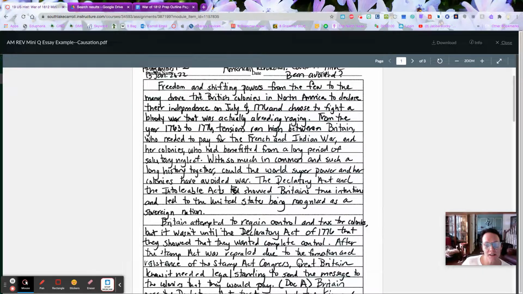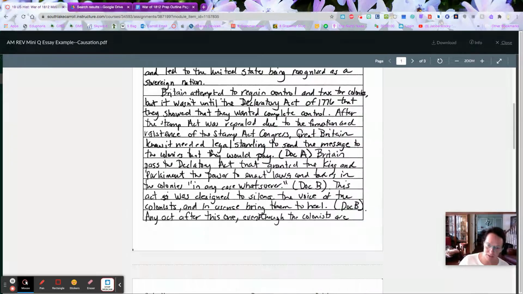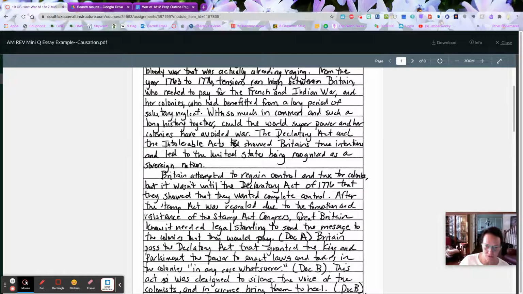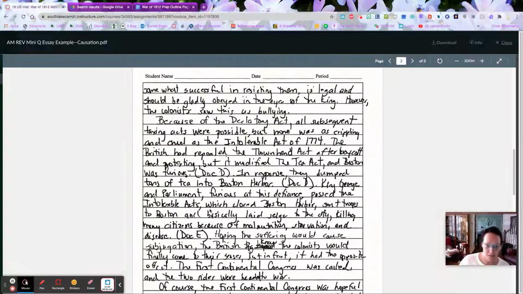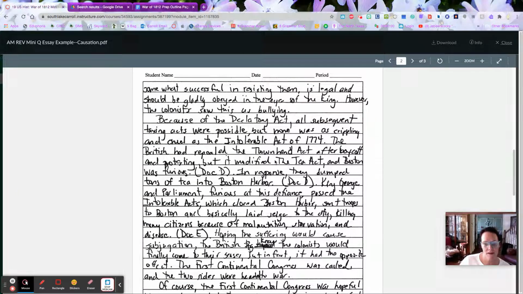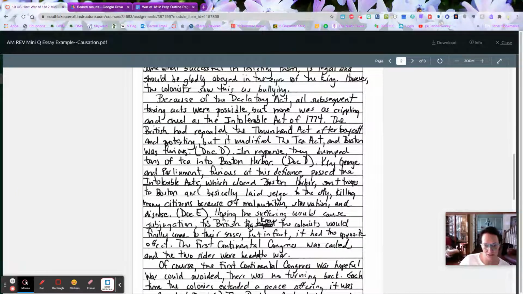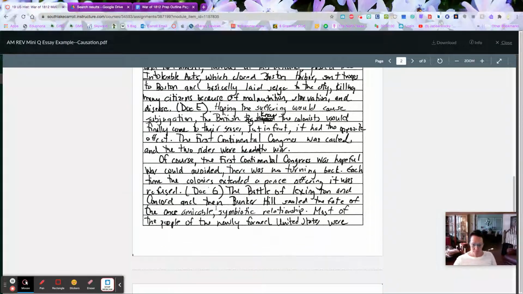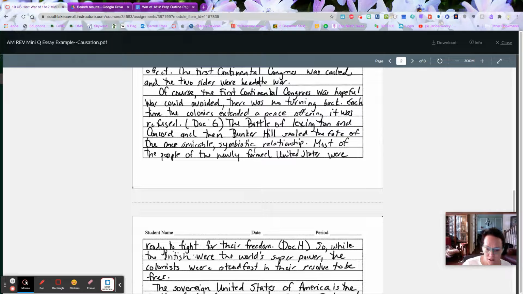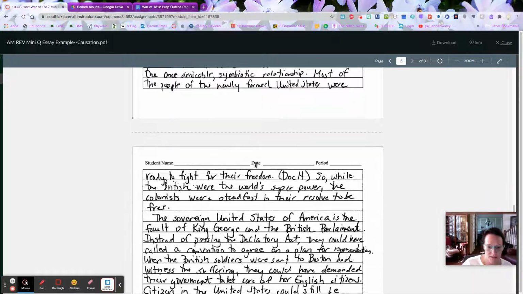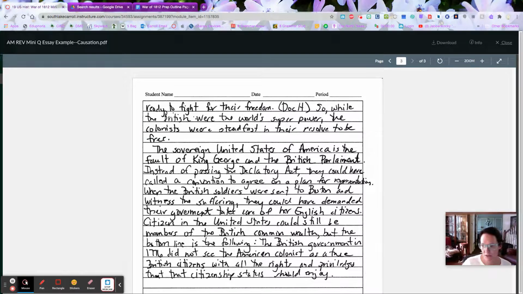The Declaratory Act and the Intolerable Acts showed Britain's true intentions and led to the United States being recognized as a sovereign nation. So there's my thesis statement. So then I move into my body paragraphs. This is my first cause, most important cause. This is my second most important cause. And then you see my documentation. Do not forget to document your stuff. And then this is my effect paragraph. And then here is my conclusion paragraph.